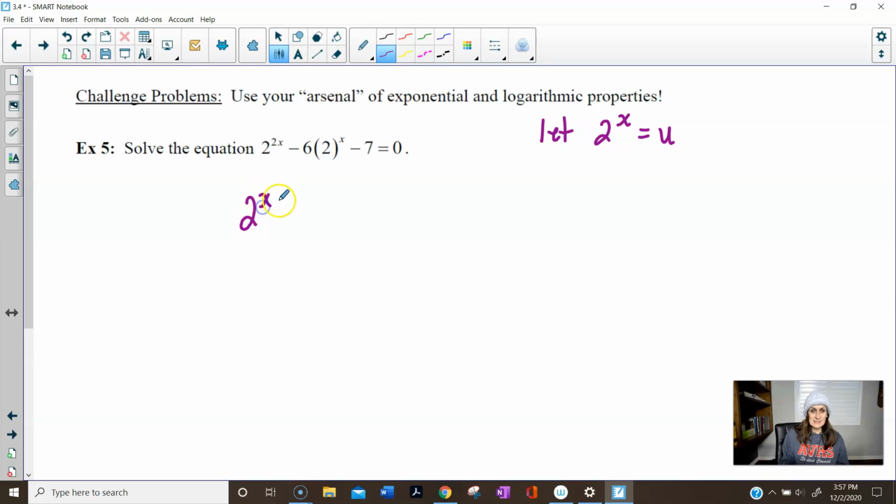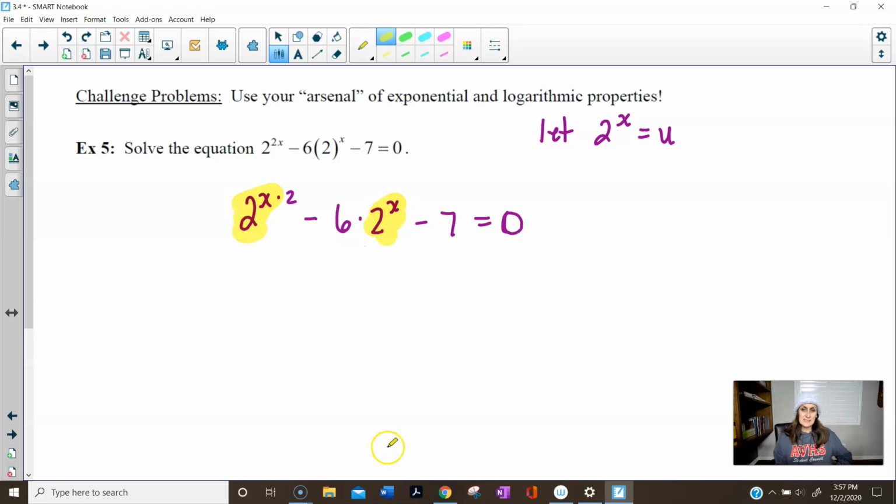raised to the x squared minus 6 times 2 raised to the x minus 7 equals 0. This first one, I just changed the order. So now what I'm going to do is everywhere I see a 2 raised to the x, I'm going to replace it with u. So this is going to work out pretty cool. So this is going to be u squared subtract 6u subtract 7 equals 0.